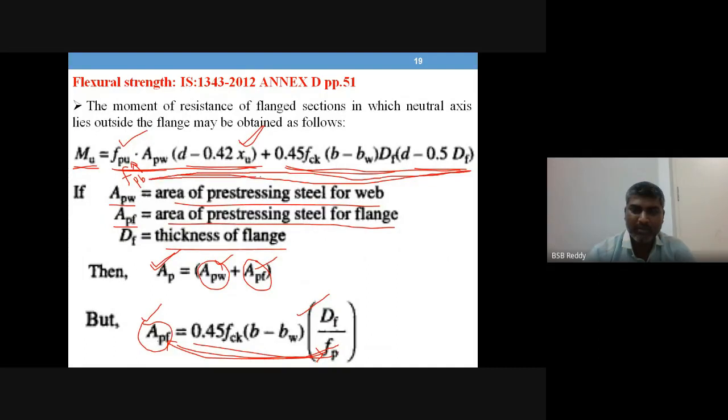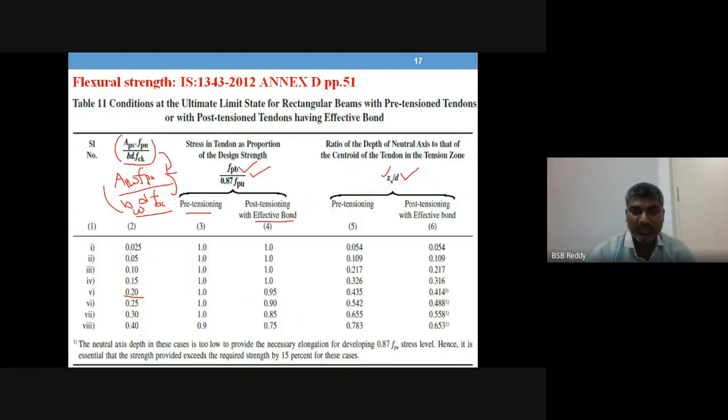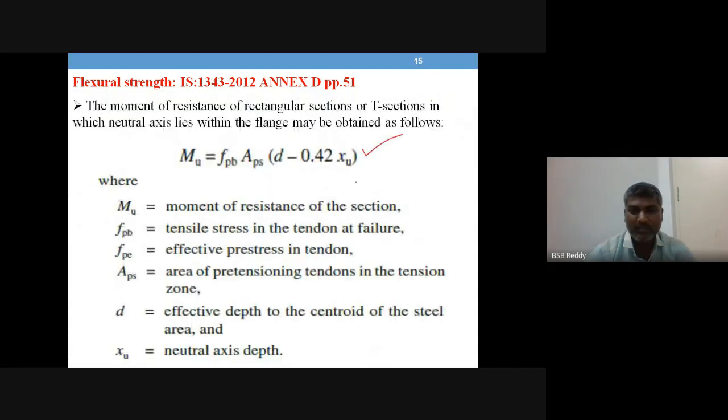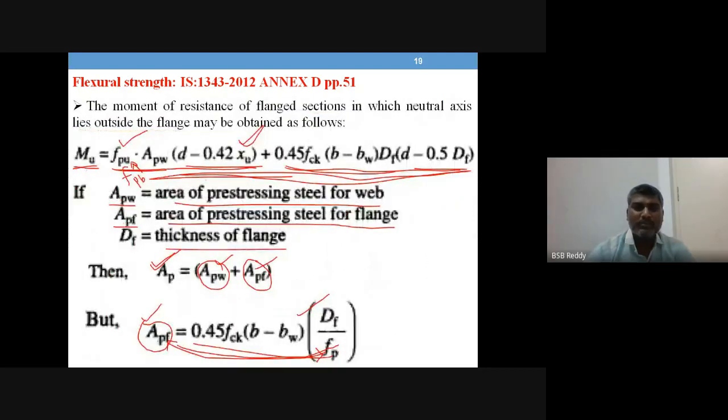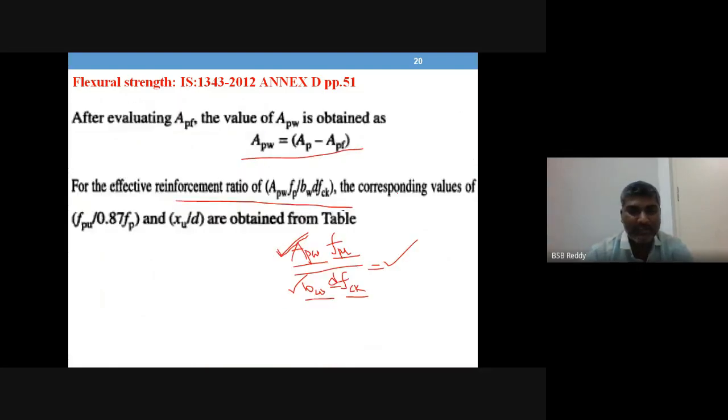It is not available in the IS code. Only the first case is available. For the first two cases, the formula is available in the IS code. It says for other cases you generate on your own. So that is why we have taken this similar form from the RCC. Right, so you already know how to write the moment of resistance for flanged sections with neutral axis falling outside the flange from RCC, right? Okay, we'll see some examples in the next session.